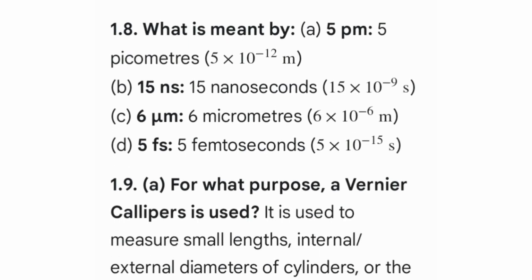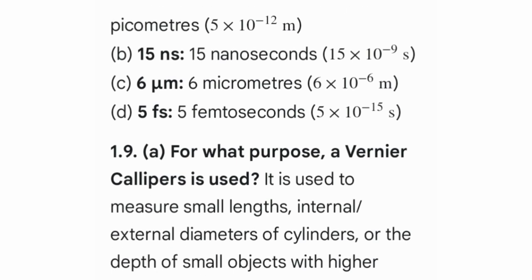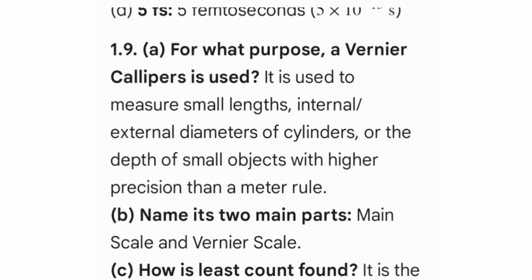Short 1.8. What is meant by 5 picometer? 5 times 10 power minus 12 meter. 5 nanosecond, 5 times 10 power minus 9 second. 6 micrometer, 6 times 10 power minus 6 meter. 5 femtosecond, 5 times 10 power minus 15 second.